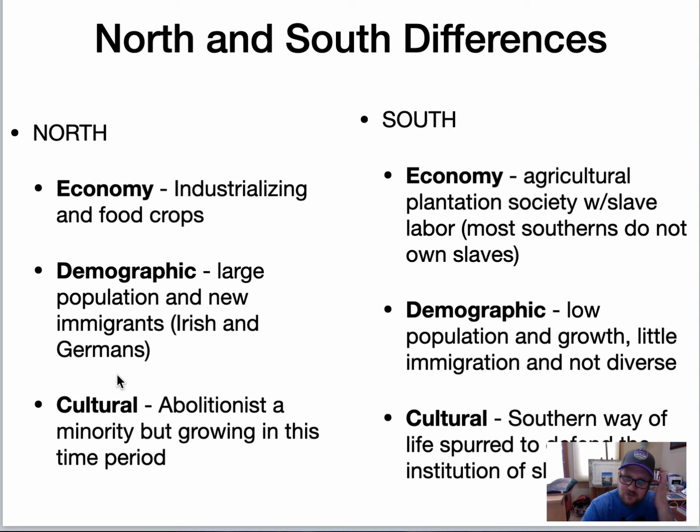And culture-wise, we see abolitionists as a minority, but growing in this time period, while Southerners really wanted to spread their way of life to defend the institution of slavery as a positive good. So even Southerners who did not own slaves accepted slavery as a positive good because it put low economic level whites into a realm of at least not being at the bottom of the social totem pole.